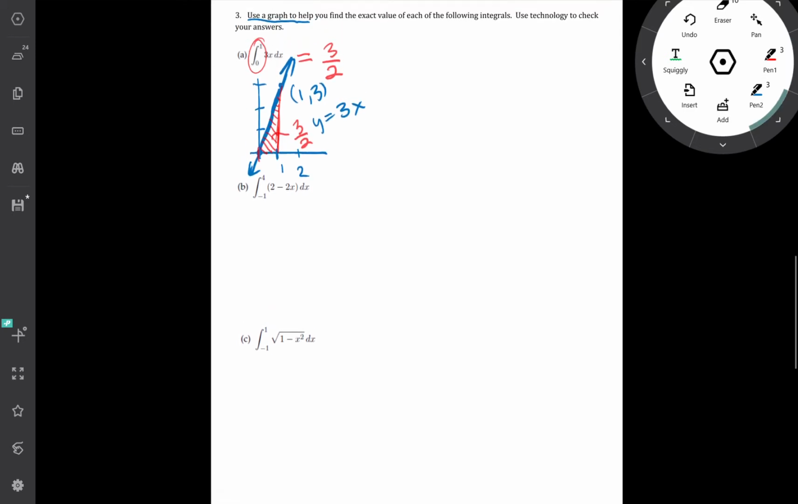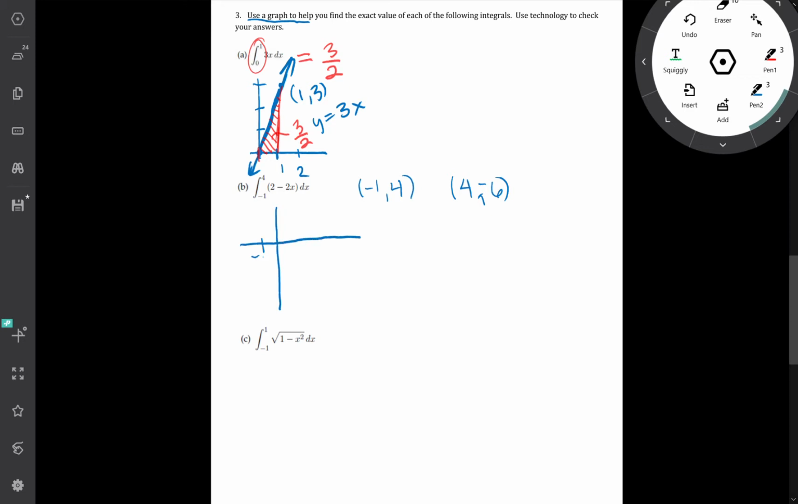Okay, so for part B, same idea, a little bit messier function. We're trying to go from -1 to 4. So let's see, if we plug in -1, we get 4. So it should go through (-1, 4). And if we plug in 4, we get 2 minus 8, which is -6, so (4, -6). Okay, so let's go maybe about like this.